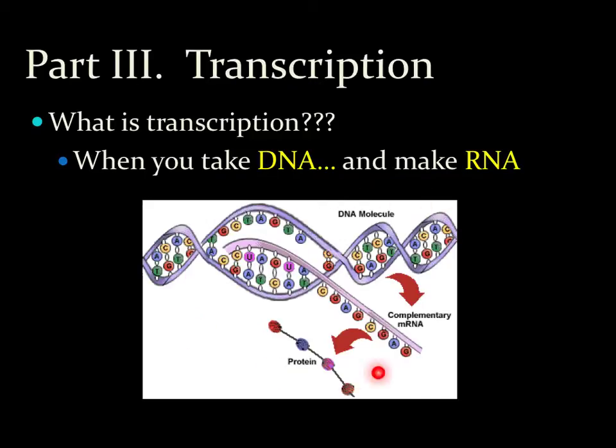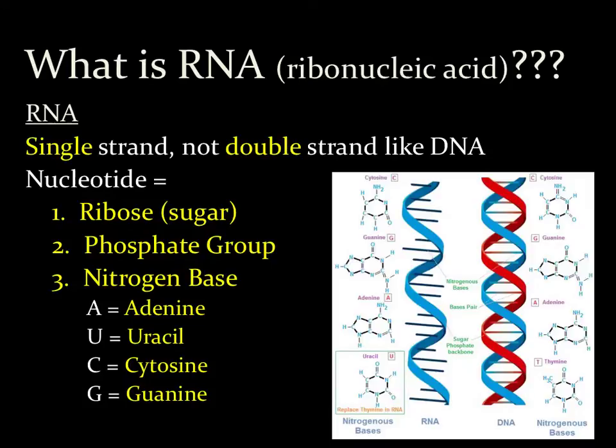This picture shows you transcription. This is RNA. We'll talk more about its structure and what it is in a second, but this is RNA, which is made specifically off the basis of a DNA molecule. There is nothing random about the process. So first of all, we need to answer the question of what is RNA? What is ribonucleic acid?